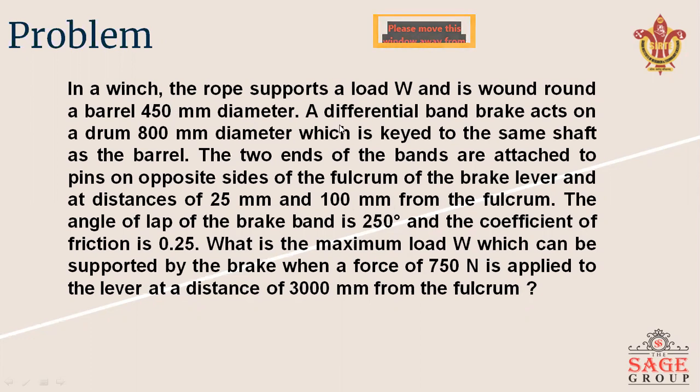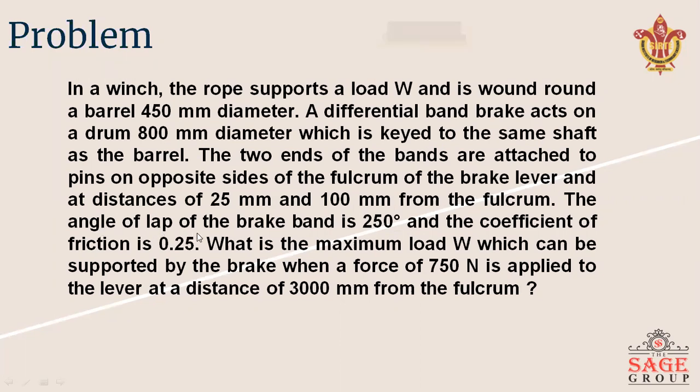A differential band brake acts on a drum of 800 mm diameter. That means the diameter of the drum is 800 mm, which is keyed to the same shaft. That means the barrel and drum both are keyed to the same shaft. The two ends of the band are attached to pins on opposite sides of the fulcrum of the brake lever, at a distance of 25 mm and 100 mm from the fulcrum.